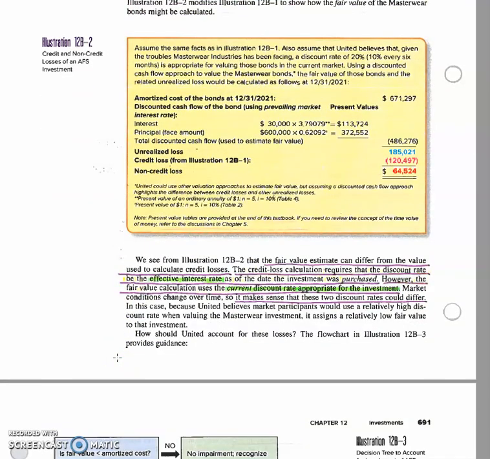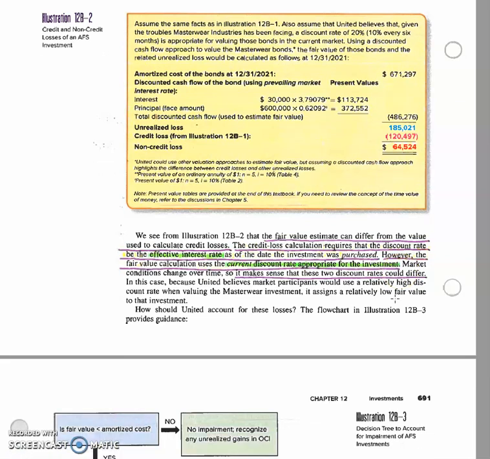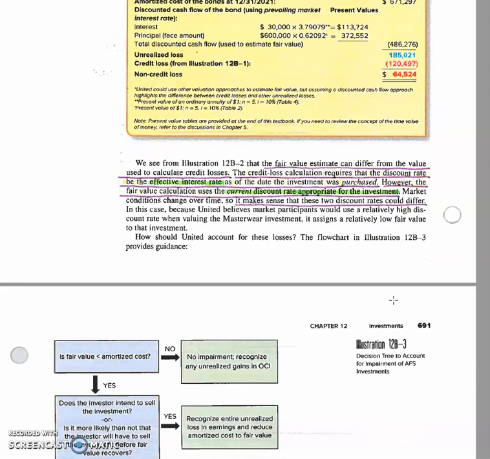So, here they get into the calculation of the credit loss and why it's different from the total reduction in fair market value or fair value. The credit loss calculation requires that the discount rate be the effective interest rate as of the date the investment was purchased. However, fair value calculation uses the current discount rate appropriate for the investment. So those rates could be different and give rise to different amounts of loss.